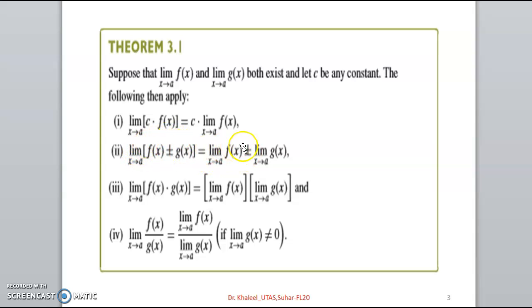If it is addition, add. If it is subtraction, subtract. For the limit of a product of two functions, find the limit of the first, then find the limit of the second, and multiply. For the limit of a quotient, find the limit of the numerator separately and the denominator separately. Note that the limit of the denominator should not be 0. If it is 0, don't use this formula.